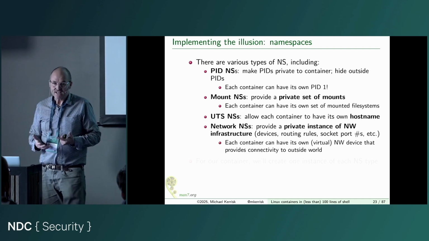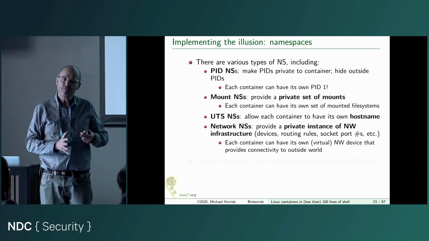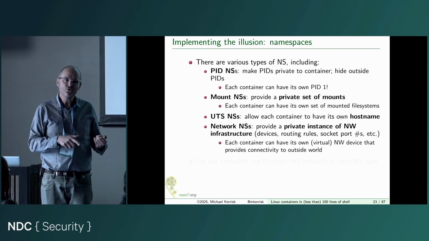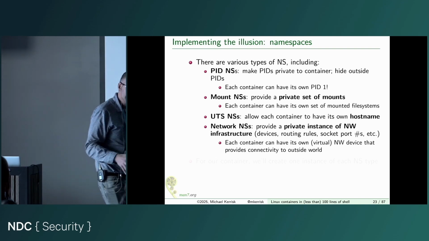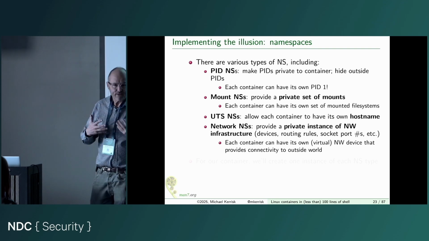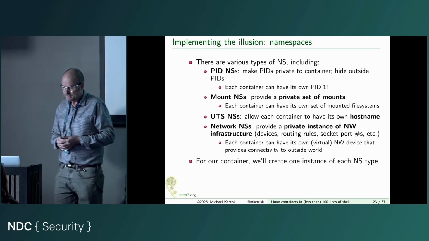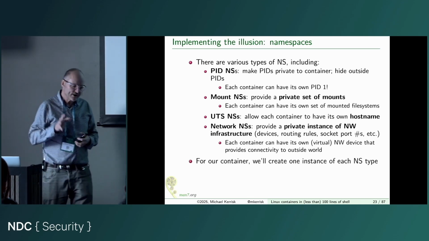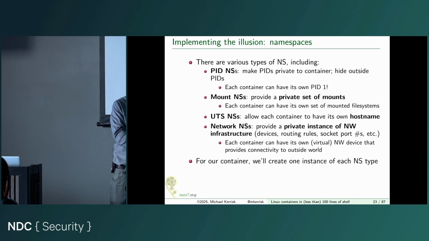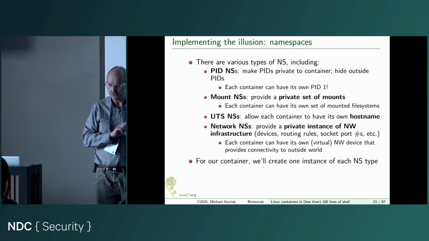And we've got network namespaces, which of course are also rather important because it means each container can have its own pieces of network infrastructure, its own virtual networking device with an IP address, its own set of socket port numbers, its own routing table rules, its own firewall rules, and so on. And the idea, of course, is let's make our containers useful in a networking sense. For our container, we're going to create one namespace of each one of the types. I've talked about 4 namespace types there. There are 8 types of namespace altogether, but I'm not going to talk about all the others.